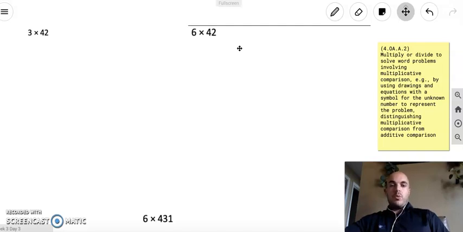This is just moving into our new objective, which is to multiply or divide to solve word problems involving multiplicative comparison, for example, by using drawings and equations with a symbol for the unknown number to represent the problem, distinguishing multiplicative comparison from additive comparison. There's a lot going on in that objective. We're not going to dive right into those word problems. That's a long-term goal and objective that's going to take us a couple days to reach. In the next video we'll actually be working on word problems and diving into this more.